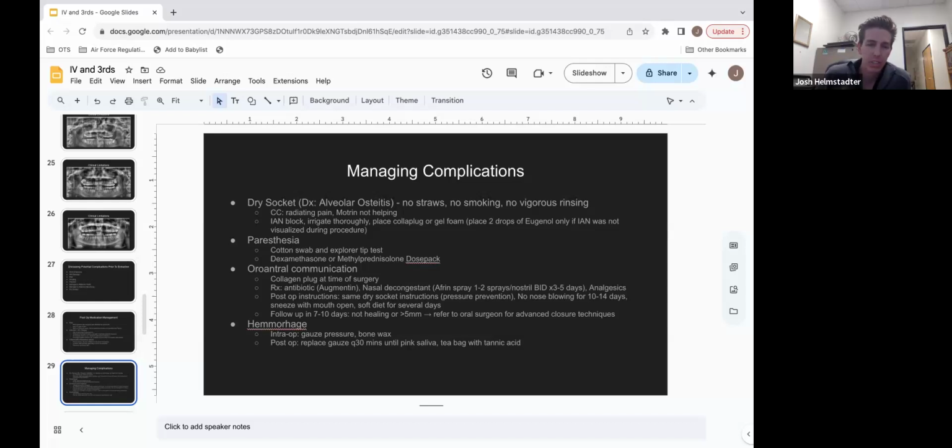Hemorrhage, if I have a lot of bleeding intra-op, I like to use gauze pressure. If that's not working, then bone wax is super cheap and helps stop the bleed. You just have to let it sit there for a bit. And then just obviously biting on gauze and tea bags afterwards. And then if they're bleeding profusely beyond 4-6 hours, then they should come back in before the end of the day.